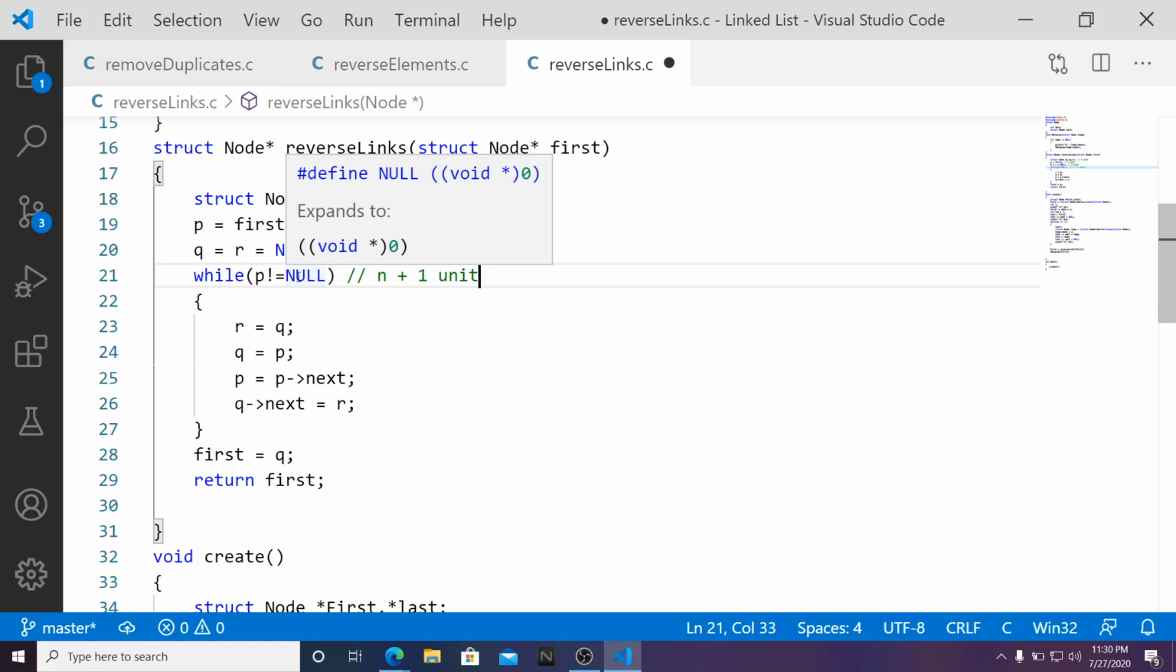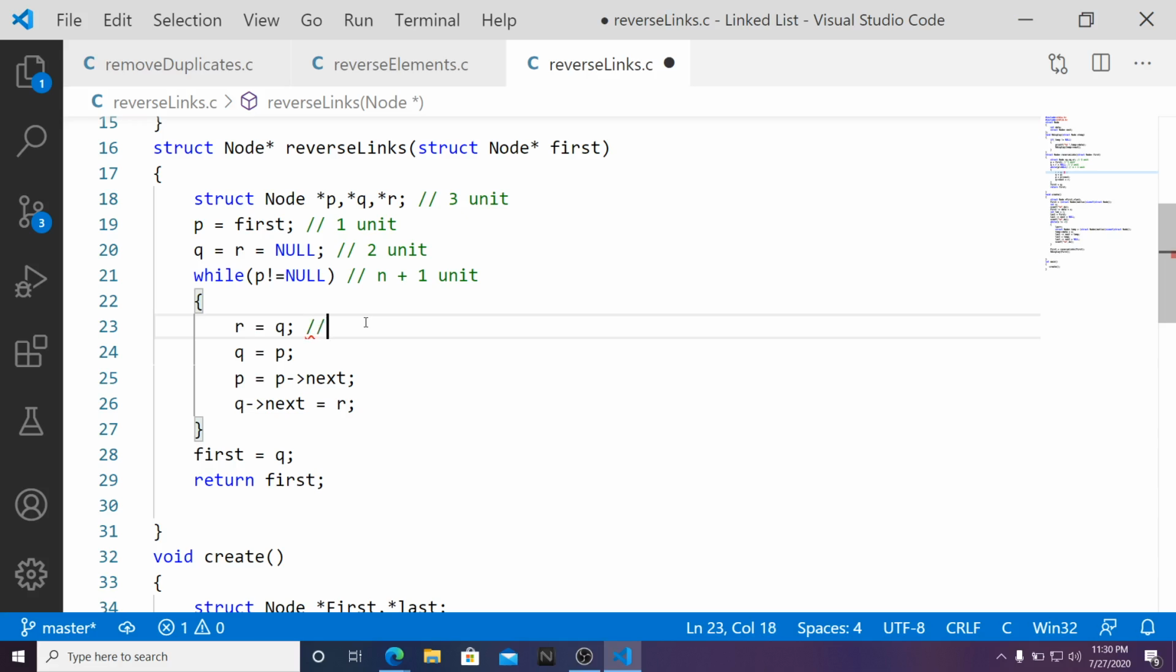Okay, so n times only we will enter inside. When it is null, we will not enter, so that plus 1 we will not enter. Only for n times we will enter. So each and every line inside this loop is going to be executed n times. So we are taking n unit time for everything. We have 4 lines, and all 4 lines are going to take n unit time.